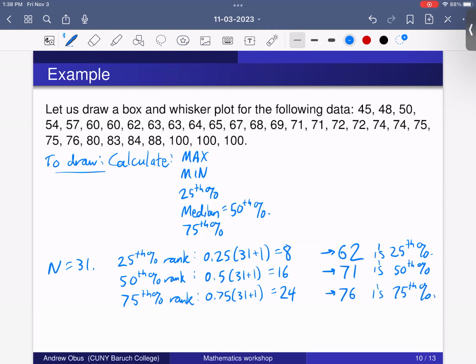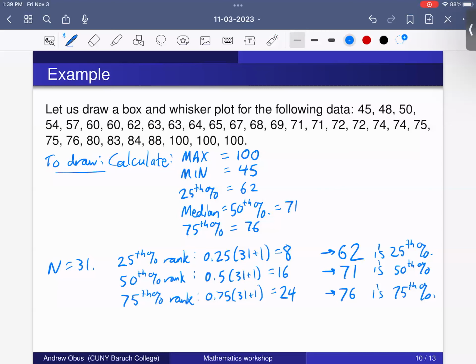Okay, so the information that we need for this box and whisker plot is the max, the min, the 25th percentile, the 50th percentile, and the 75th percentile. So here the max is 100, the min is 45. That's the smallest data entry, 45. The 25th percentile is 62, the 50th percentile is 71, and the 75th percentile is 76.